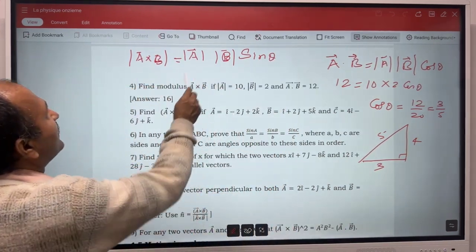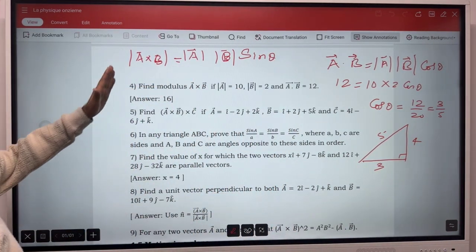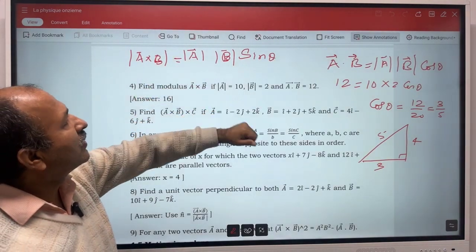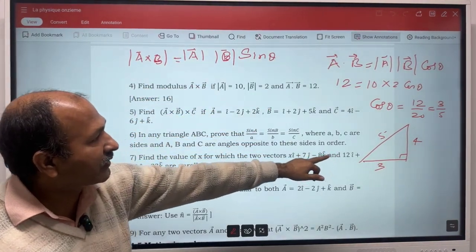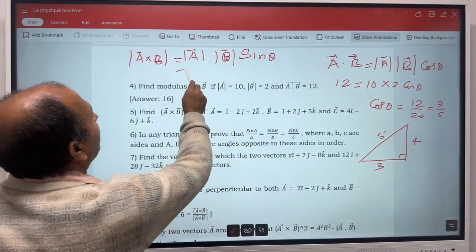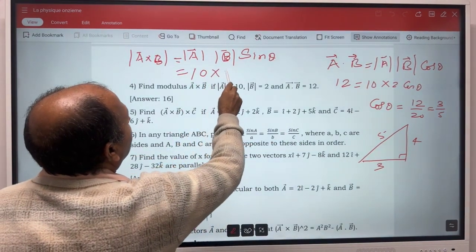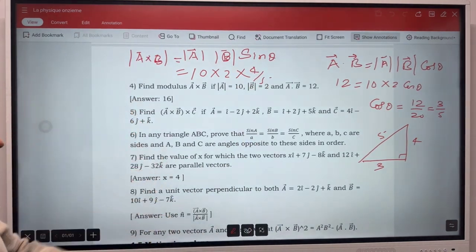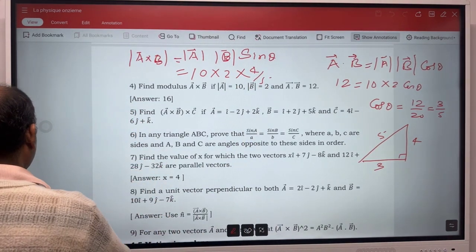Now our purpose will be served. Our purpose is to get modulus of A cross B. Modulus A we have 10, modulus B we have 2, and the sine theta from there we can get 4 by 5. So we put the values 10 into 2 into 4 by 5. So this is our answer. I think you have understood.